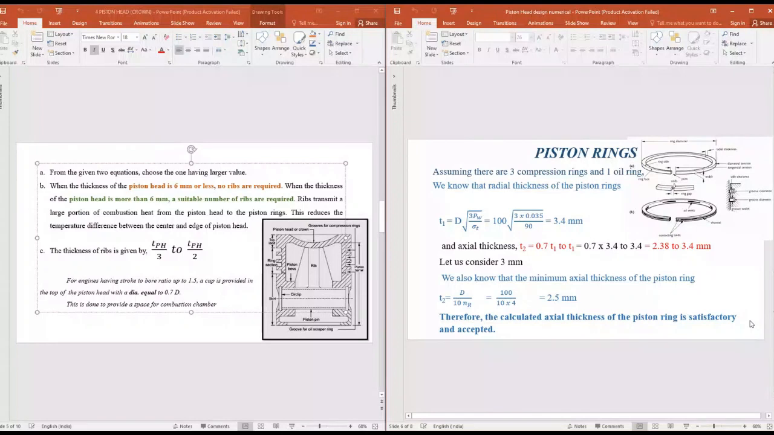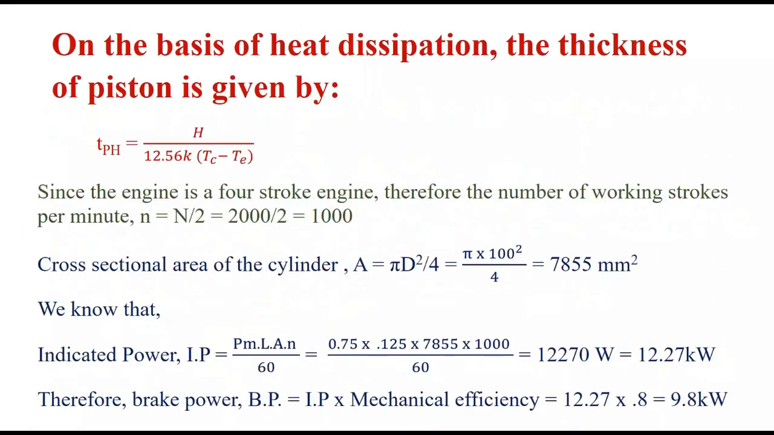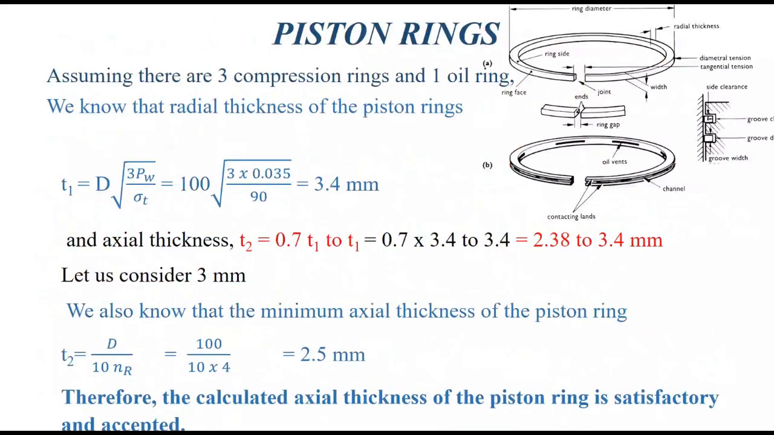Now next we will design the various rings. Then, assuming there are a total of 4 rings, this is also an assumption. Out of those 4 rings, 3 are compression rings. In order to prevent the leakage of gas, in order to provide a sealing effect, we have compression rings, and 1 oil ring for lubrication purpose.